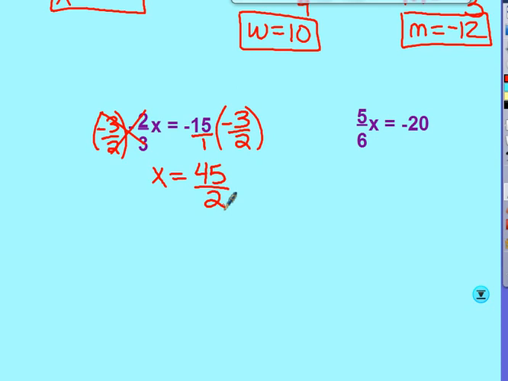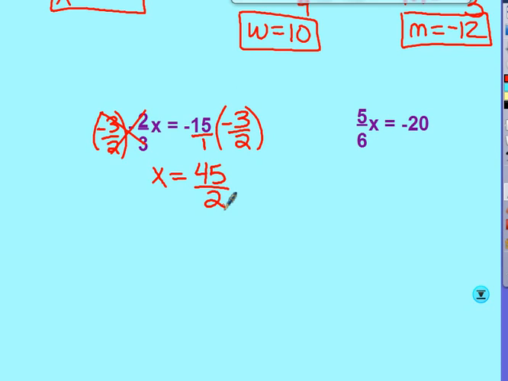Since 45 does not evenly divide by 2, you can either leave it as an improper fraction, like we would if it was a slope, or you can turn it into a decimal. For the time being, we will leave it as an improper fraction.